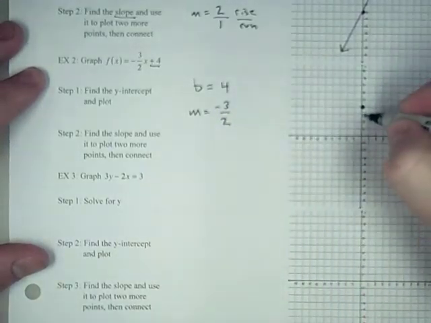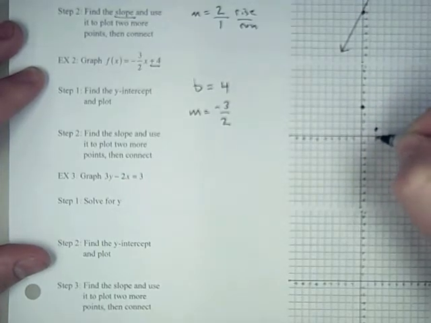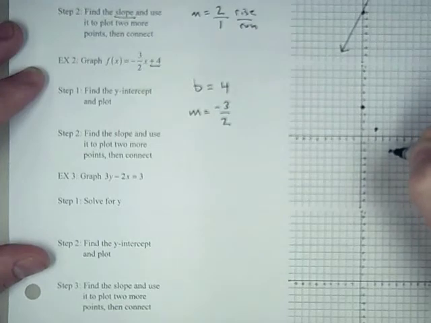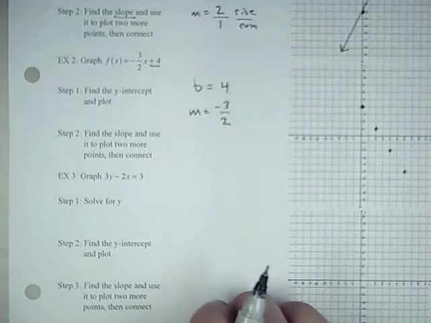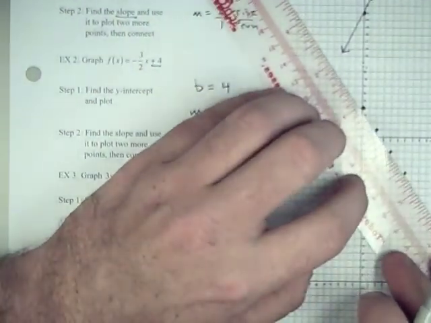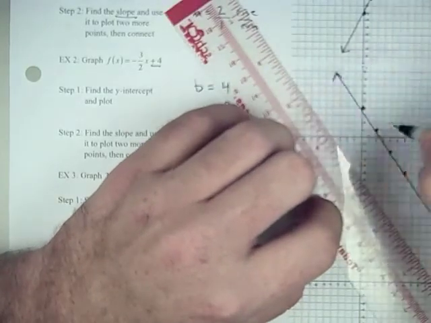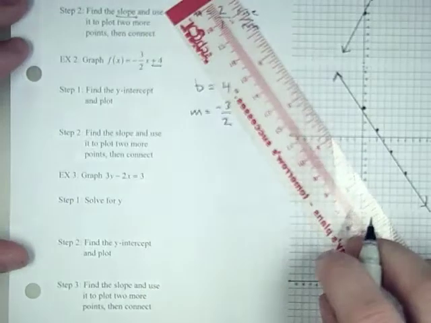So we go down 3 this time, 1, 2, 3, but we always go to the right 2, 1, 2. Down 3, to the right 2. You need a minimum of 2 points to make a graph, but I always like to do more than 2 just so that I know that I make the line correctly. Draw your line, put your arrows.